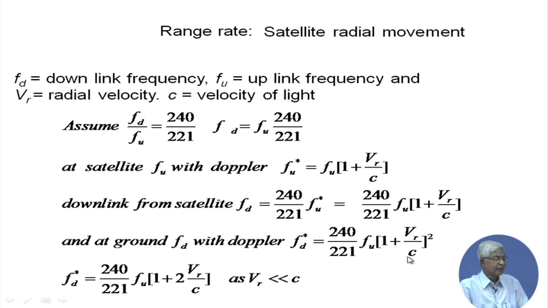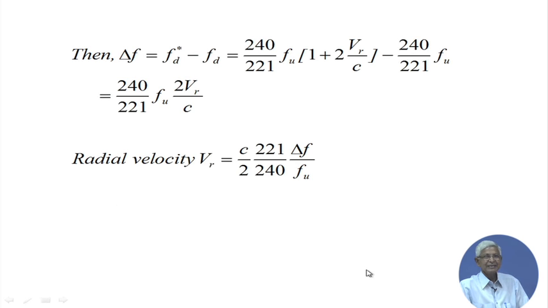So, it is a square. Now, the square means 1 plus Vr by c whole square, which is 1 plus 2 Vr by c plus Vr by c squared. Now, the radial velocity Vr is very small compared to the velocity of light. Therefore, we can neglect that. Vr by c whole square can be neglected. So, in this case the term will be Fd star is equal to 240 by 221 Fu into 1 plus 2 times Vr by c, right.